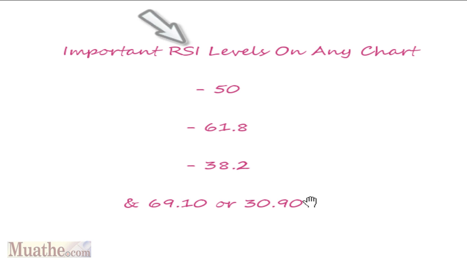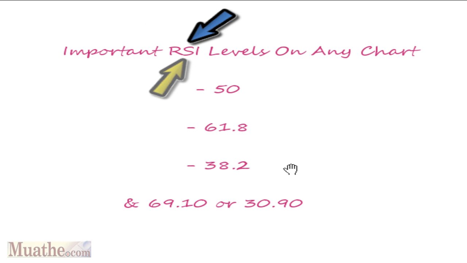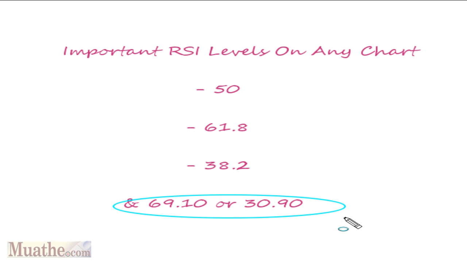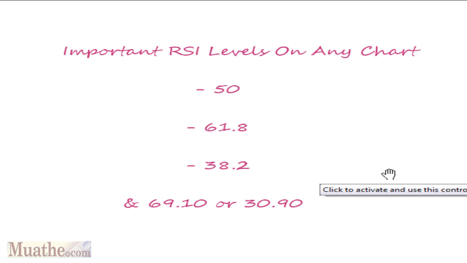This time I would like to take a look again at the levels which really make stocks either move up or down. And the levels are 50, 61.8, 38.2, and this is true for any chart, any time frame. Now, there are also other levels which on a future date we'll be discussing, 69.10 and 30.90. But for now, why don't we take a look at these levels here to see how you can take advantage of major moves in the market.